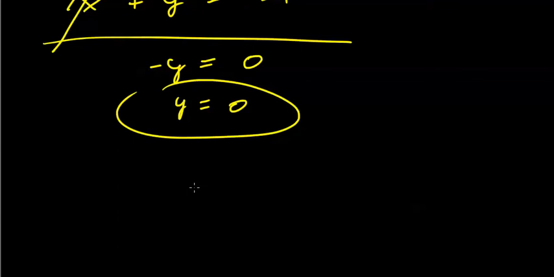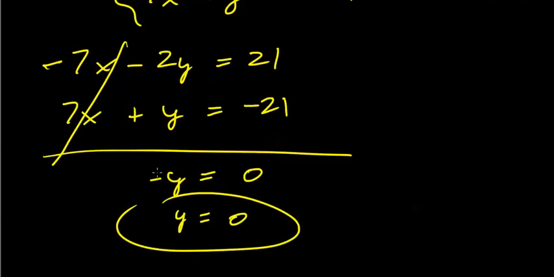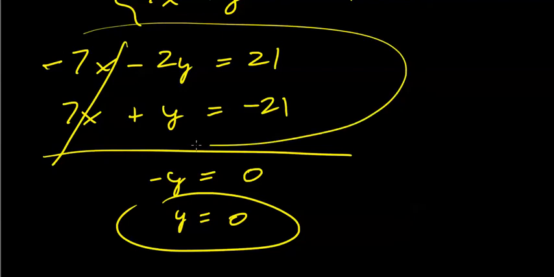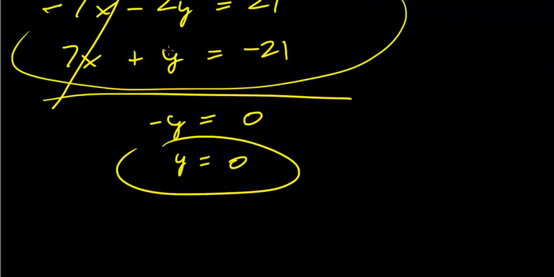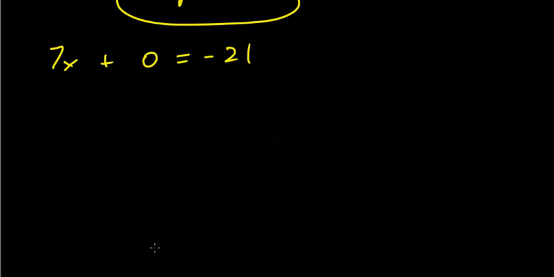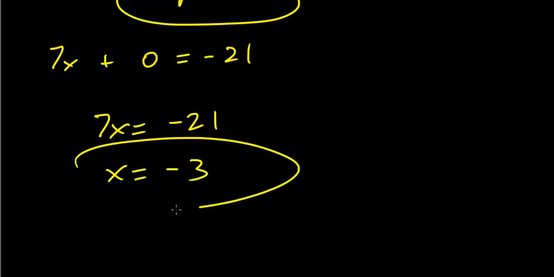Alright. I can then use either of these above equations. Once I know y is 0, to solve for x, I'll use the second one. 7x plus 0 must equal minus 21. Well, that means 7x equals minus 21. And of course, then x equals negative 3.